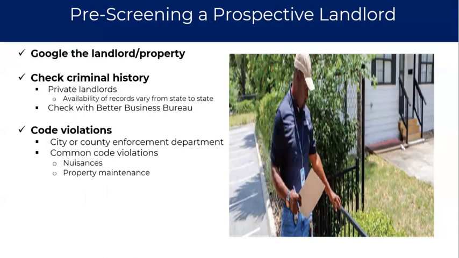You can simply check with the local county or city code enforcement department to see what type of code violations have happened, and depending on what the violations are. The most common are nuisance violations, which may include litter, trash, and uncut grass, and then property maintenance. These are some common things that would be red flags for me if I saw that there was a lot of code violations on a unit or property.